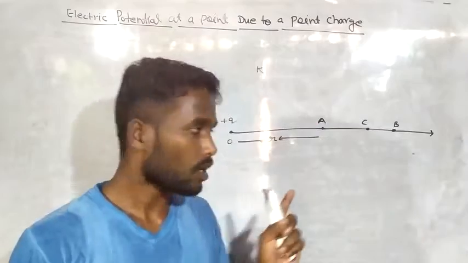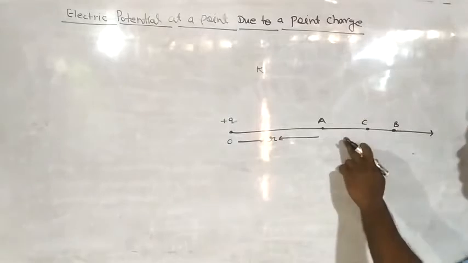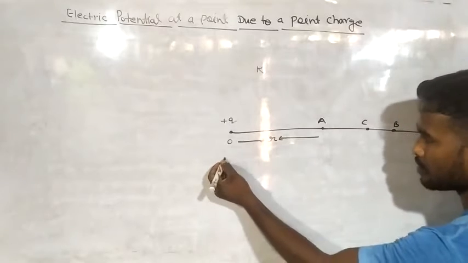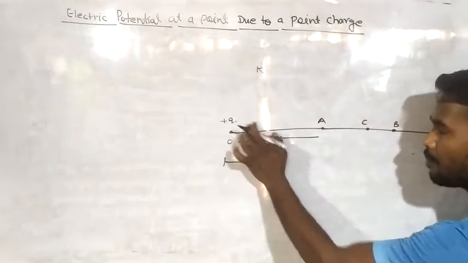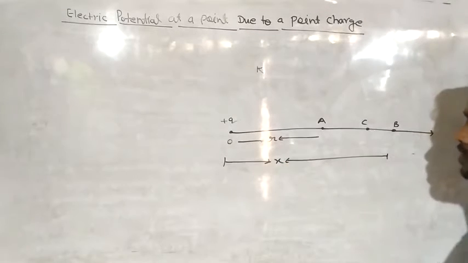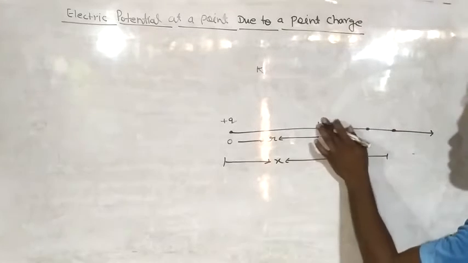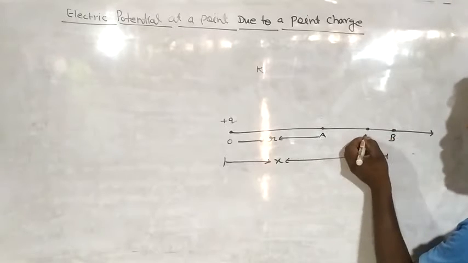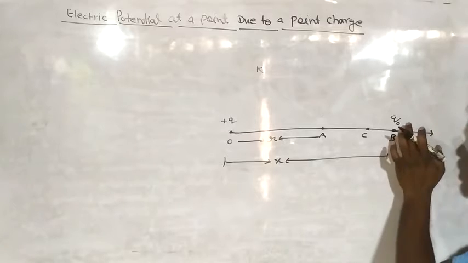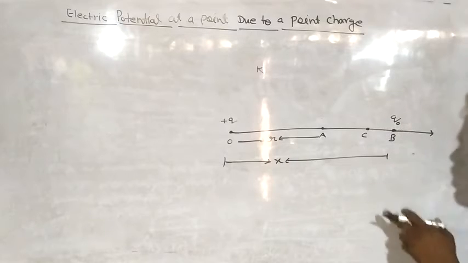For the calculation of work done, suppose on this straight line there is another point B at a distance x from the plus Q charge, at which our positive test charge Q naught is placed. At point B there is a positive test charge Q naught.